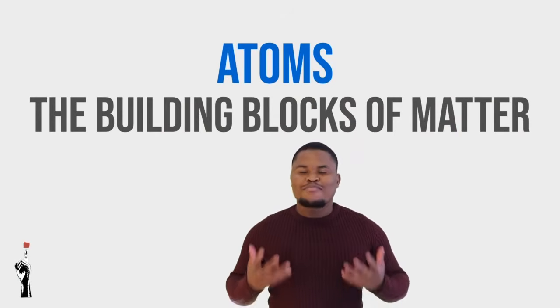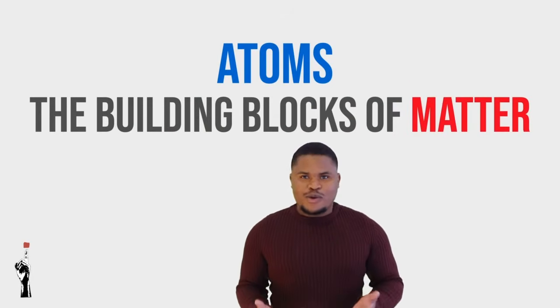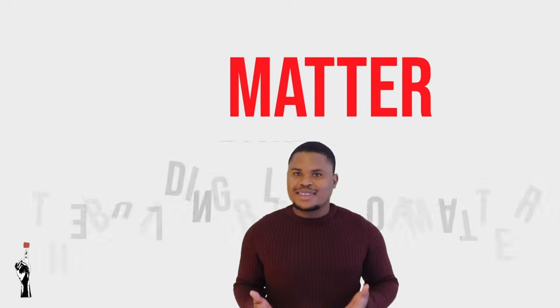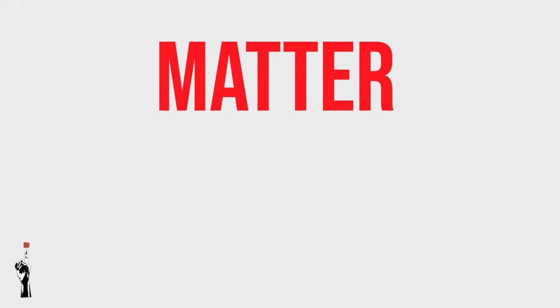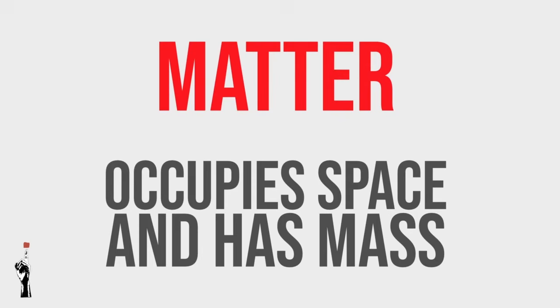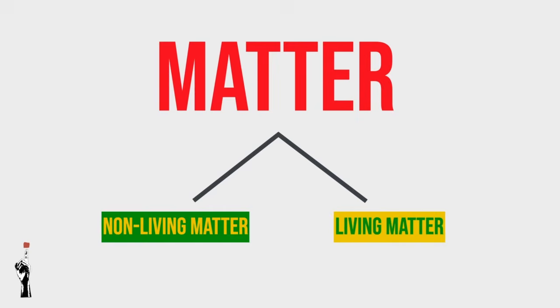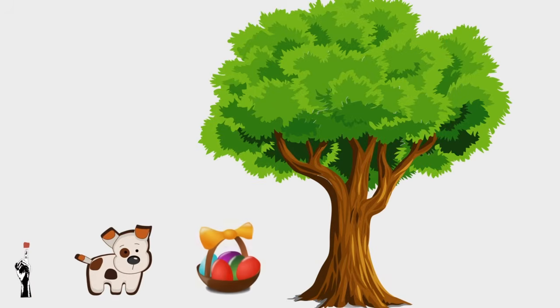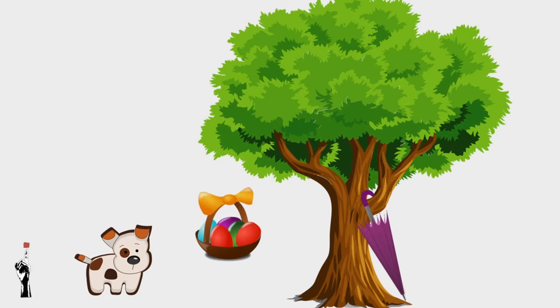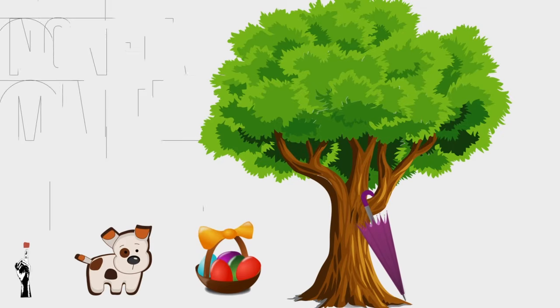Atoms are the building blocks of matter, but the big question is, what is matter? Matter is anything that occupies space and has mass. There are two types of matter, non-living matter and living matter. As you can see on the diagram, a tree and a dog are the living matter. A food basket and umbrella are the non-living matter.